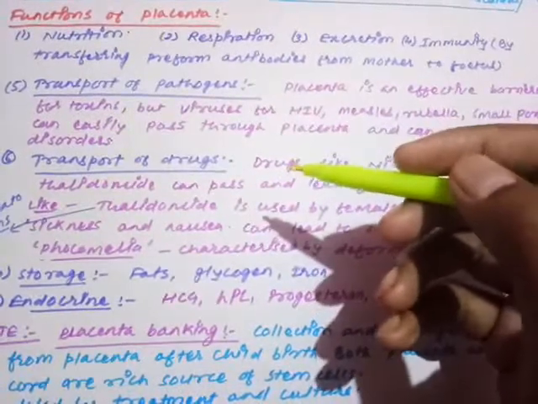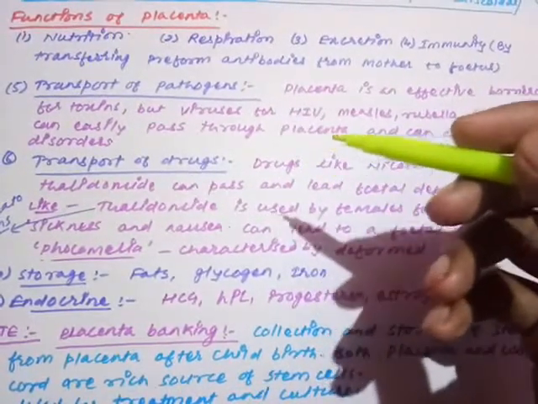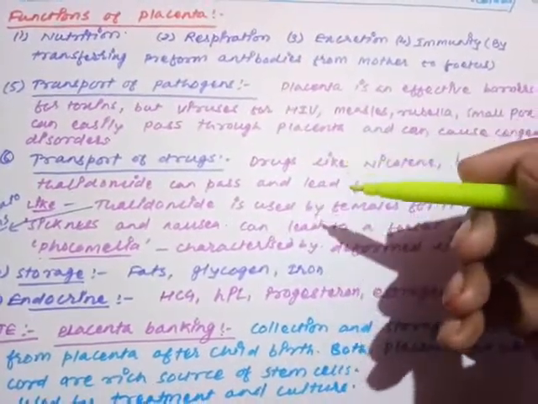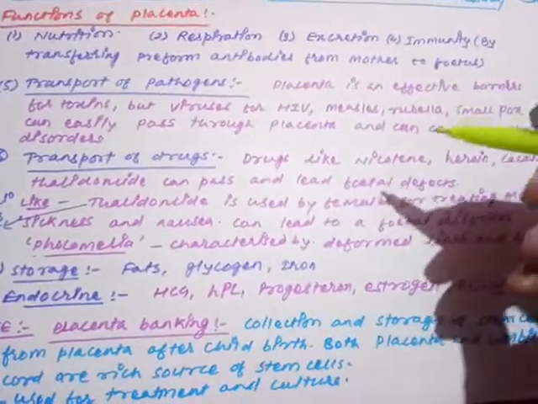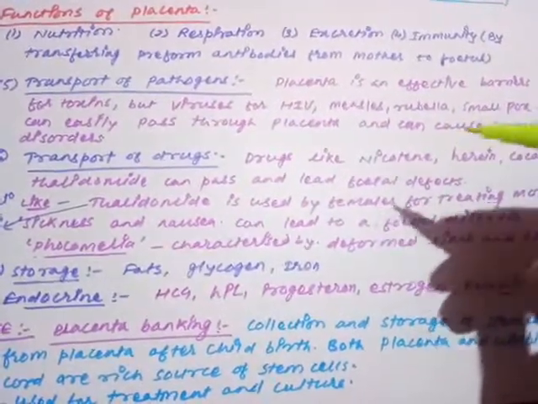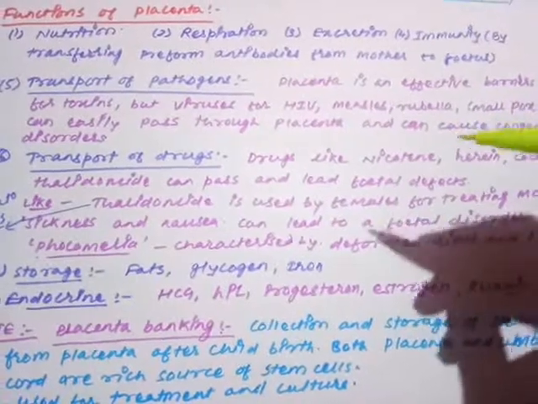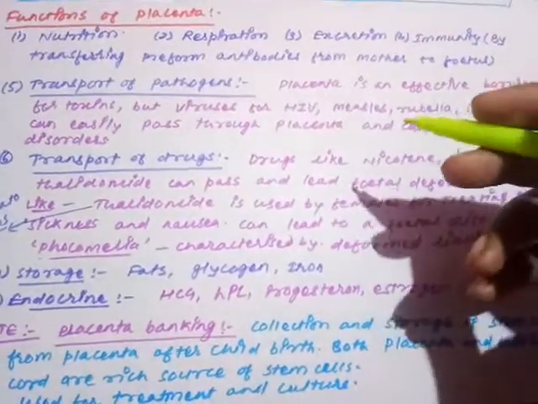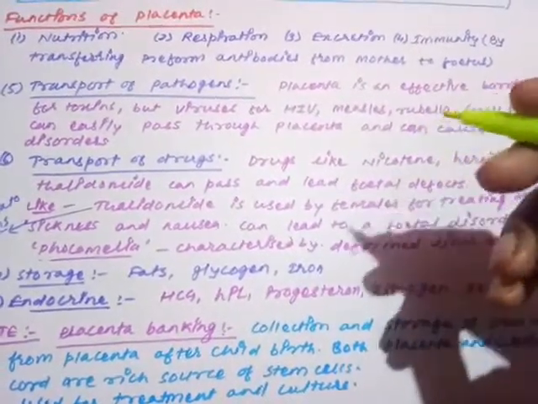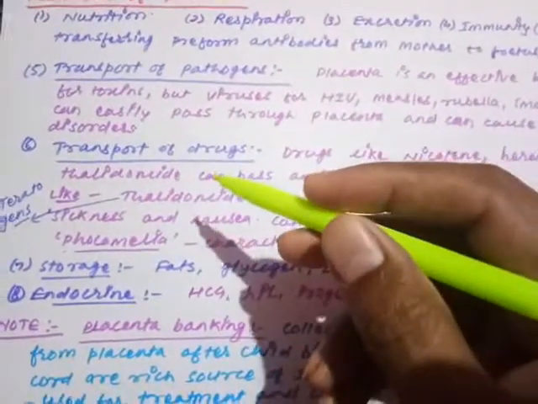These all viruses are passing easily through the placenta and reach the fetal blood and can develop the congenital disorders. ये जन्म के साथ उसमें बीमारियां रहेंगी. That is also a kind of matter to take in concern. नेक्स्ट वन, द ट्रांसपोर्ट ऑफ ड्रग्स.